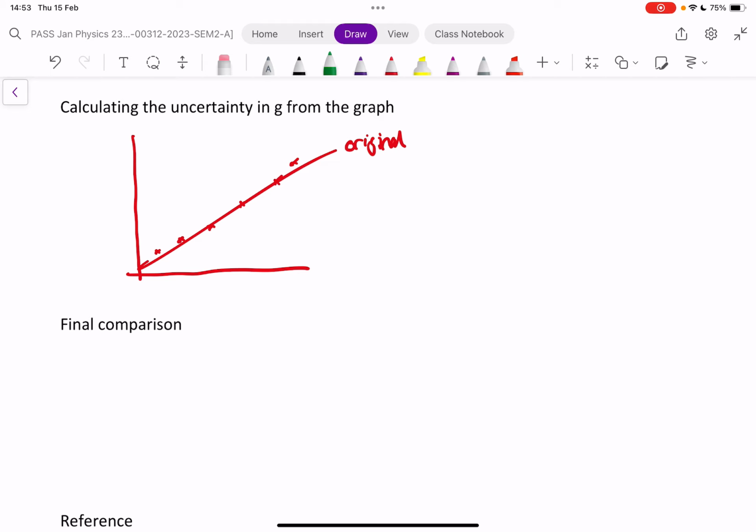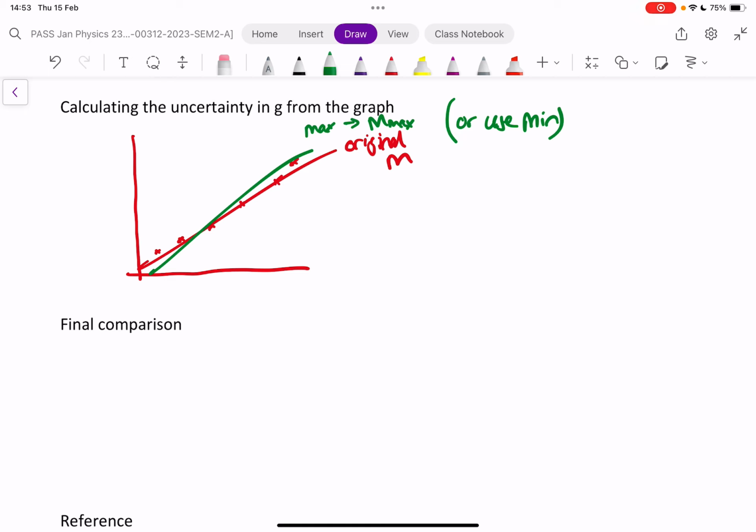The most extreme line of best fit you could get away with, not that. It's going to be quite close to the original if there's not much scatter on the graph. The more scatter there is, the more wiggle room there could be. I've drawn a maximum. You could draw a minimum. This is going to give me a larger gradient. So the original gave me gradient m. My maximum line is going to give me a gradient m max.